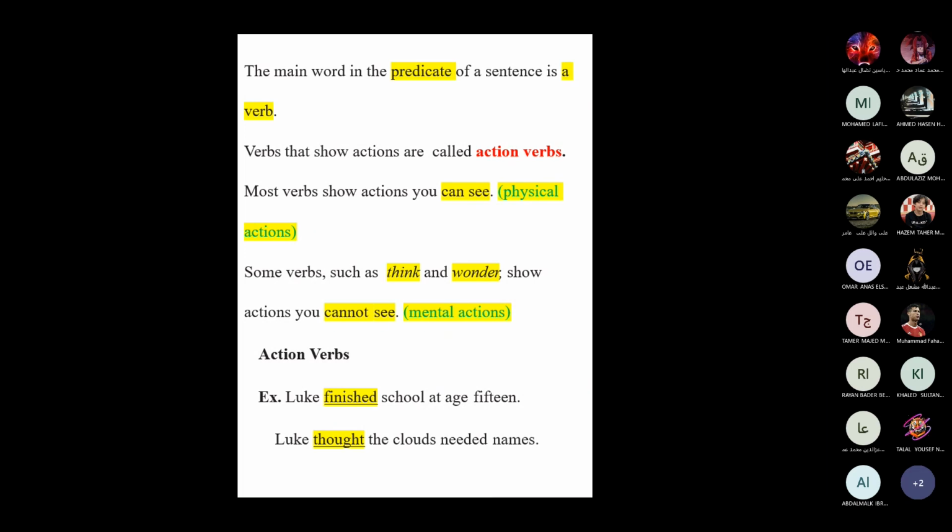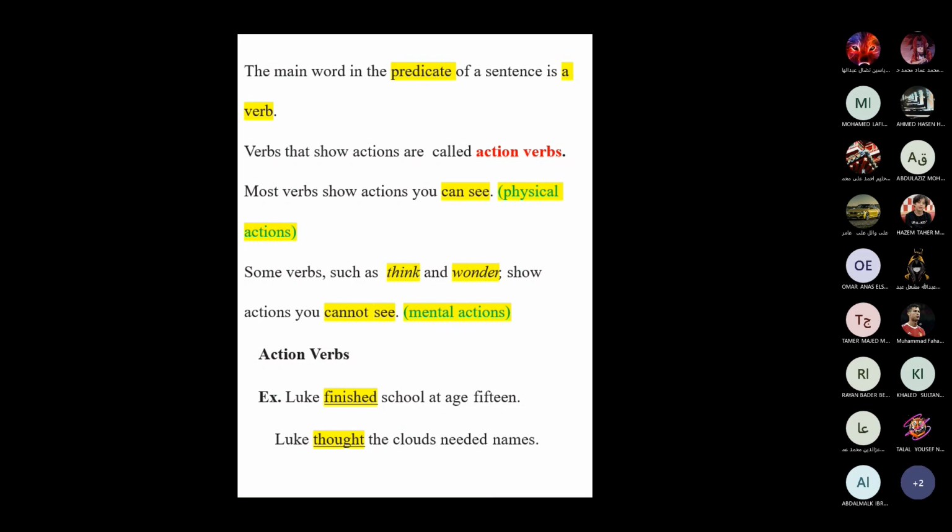But the action here is not between you and the others, not physically. It's between you and your mind. Your mind is working at that time, so you feel like you are busy. So this is about mental action. Then we have something called, this is all about action verbs.